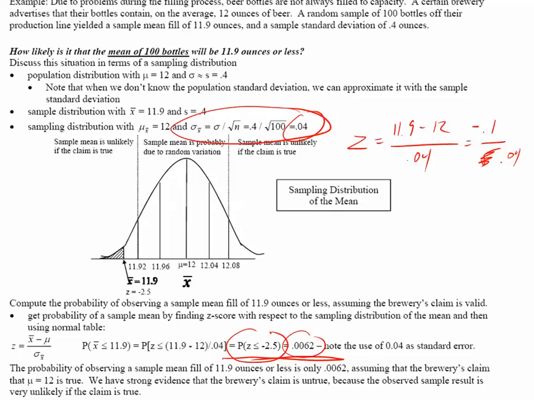Because that occurrence is so rare, well, we've got to assume that the population mean is something other than 12 ounces, is something less than 12 ounces. So the probability of observing a sample mean filled to 11.9 ounces or less is only 0.0062 or 0.62%, assuming, and that's the big assumption there, assuming the brewery's claim is actually true.